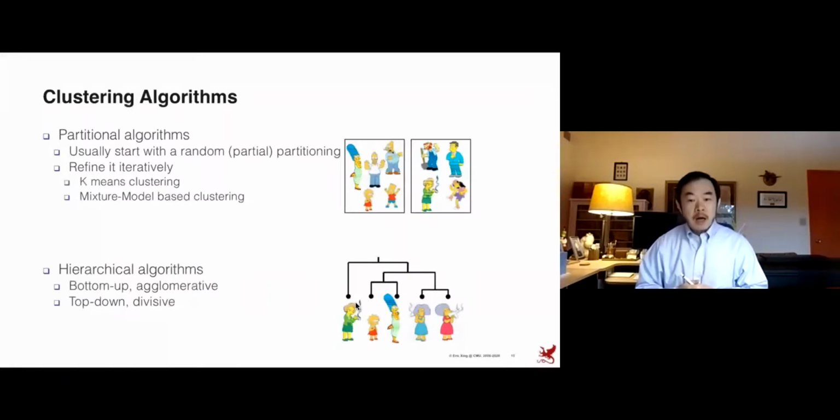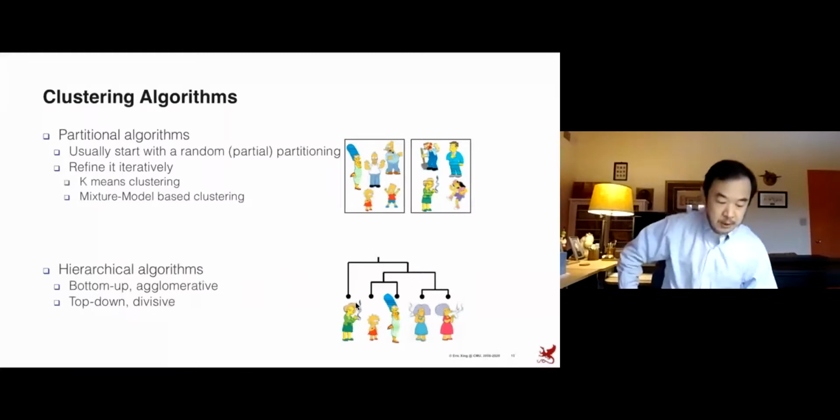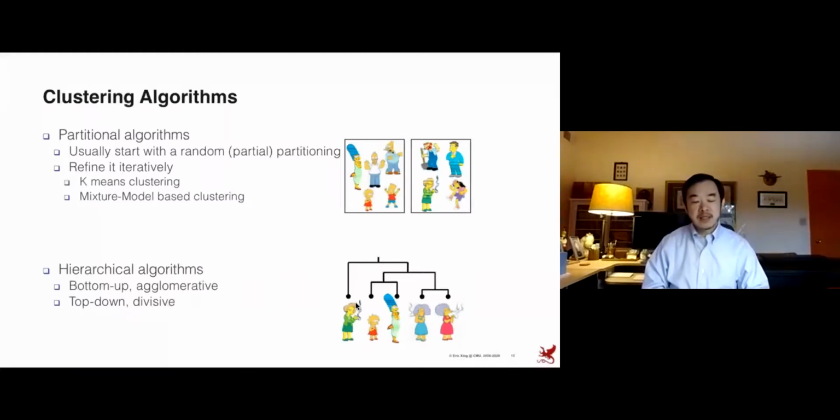Now, having the distance function determined, and assuming that we also have, let's not assume anything yet. Let's say we only have a distance already. How are we going to group people, group items? So this actually leads us to discuss the clustering algorithms.